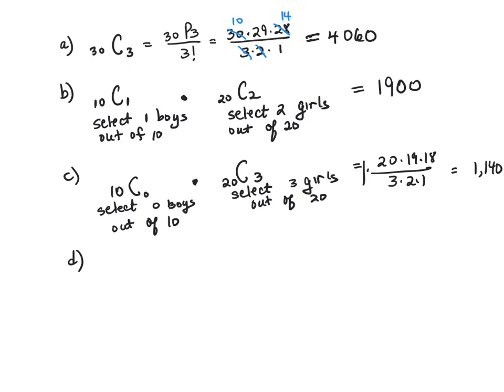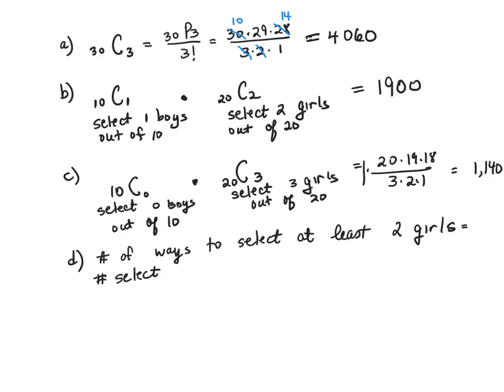So the number of ways to select at least 2 girls would be the same as the number of ways to select 2 girls out of 20, or the number of ways to select 3 girls out of 20. So here, either one is fine.